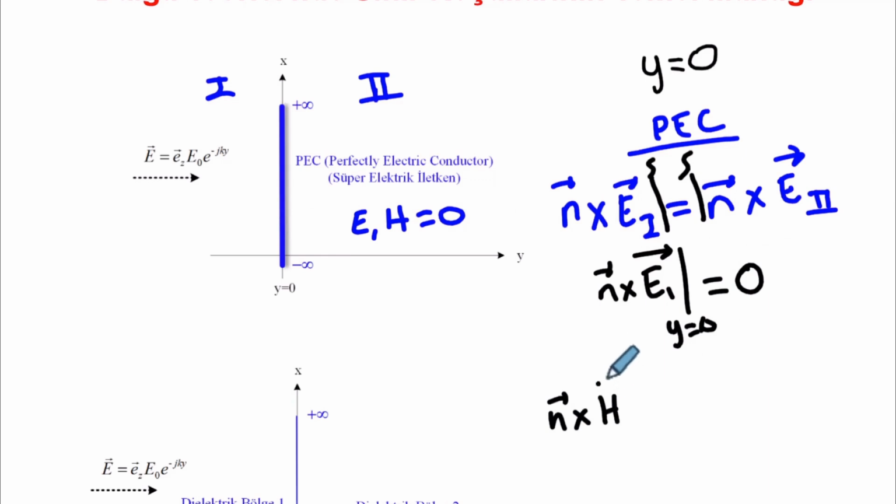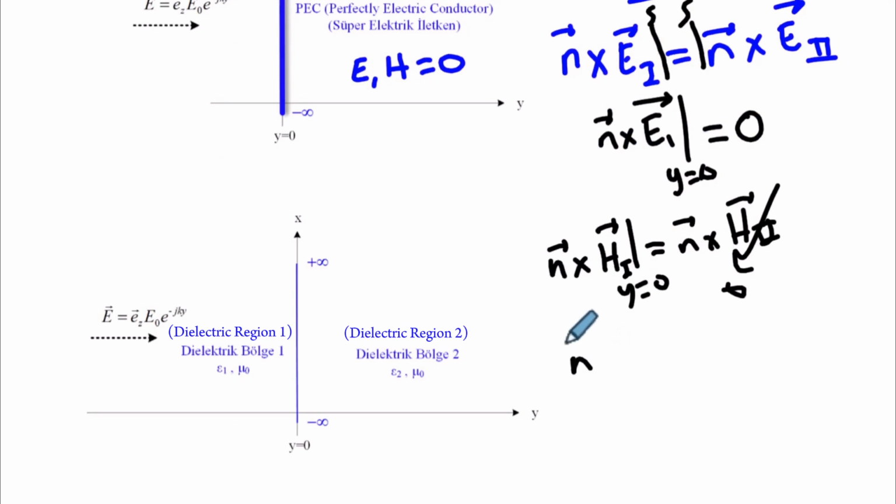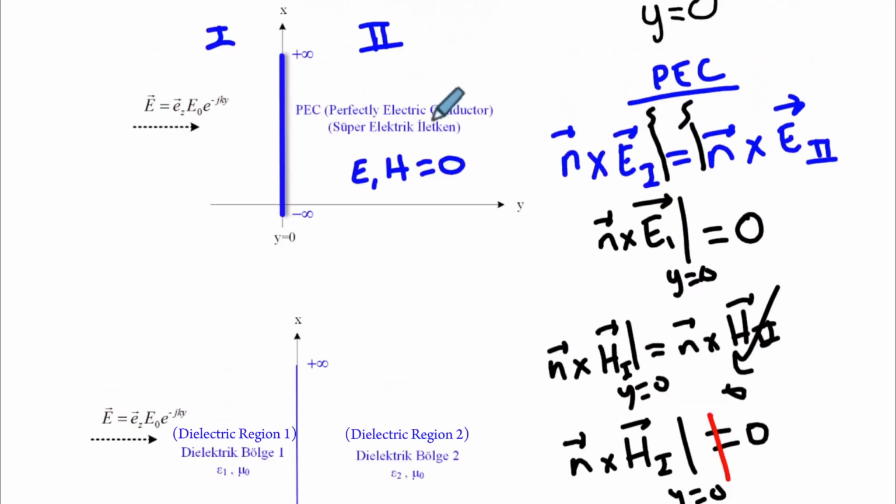So why can't I write this? N cross H equals 0. Let's say H is 1, N cross. Let's talk about why I can't say that H2 is 0 from here, and why this equation equals 0. So N cross H, in the first region Y equals 0, is not 0, friends, because when the material is an electric conductor, automatically the remaining N cross H gives the current density. Therefore, it is not 0.